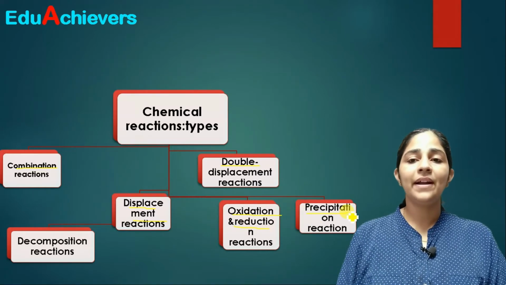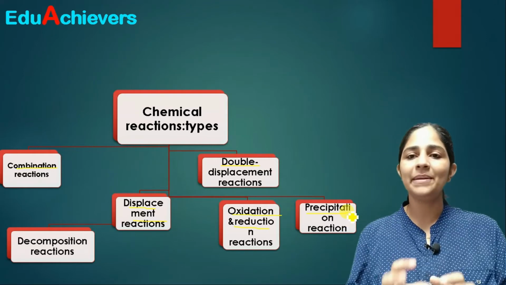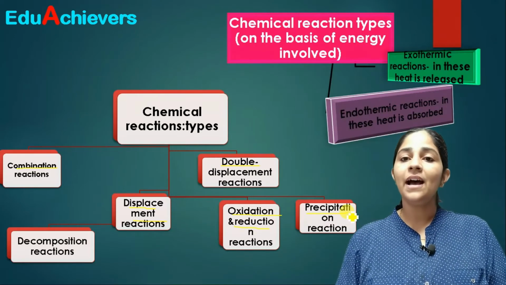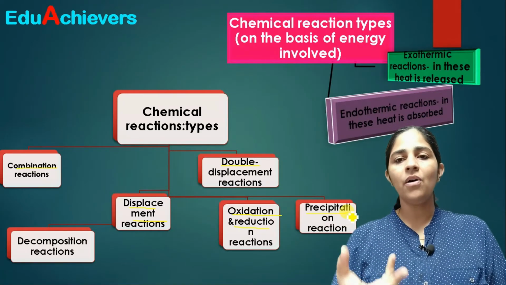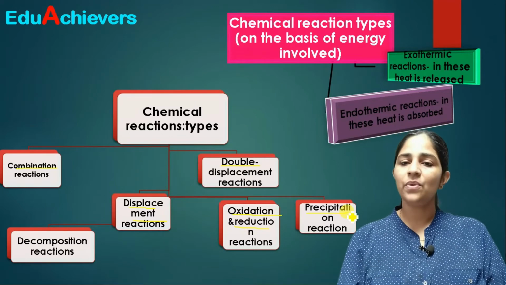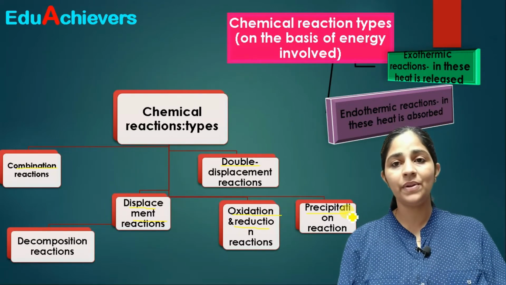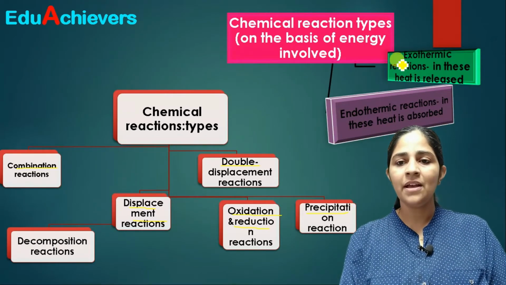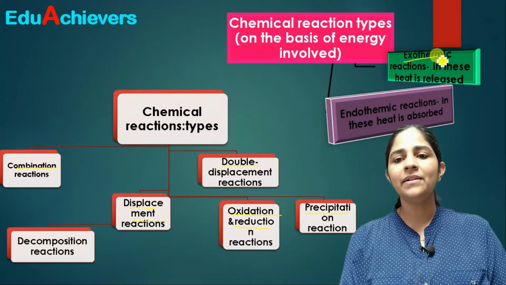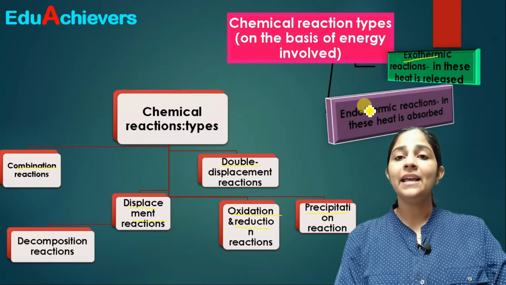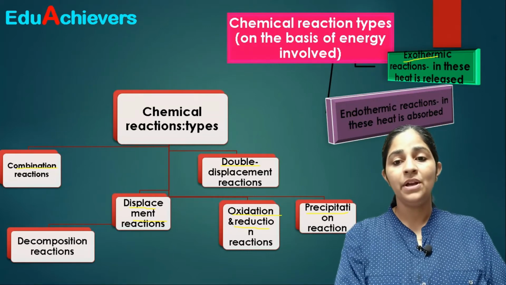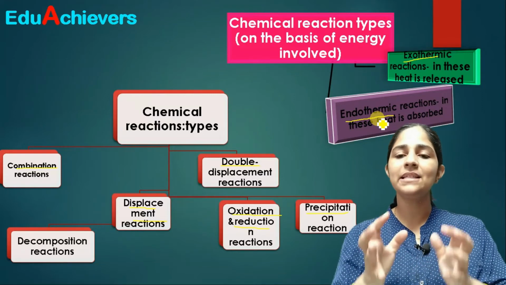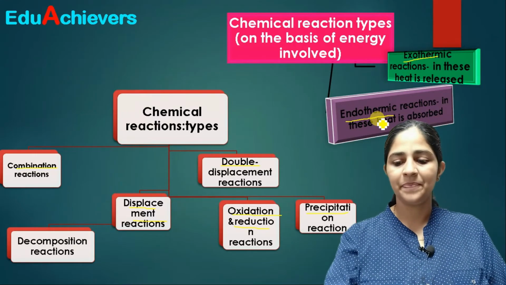We can also divide these chemical reactions into one more category depending on whether energy is evolved or absorbed during the reaction. If the energy is evolved during a chemical reaction, we call it an exothermic reaction, and if the energy is absorbed during the reaction, we call it an endothermic reaction. So these are the basic types of chemical reactions.